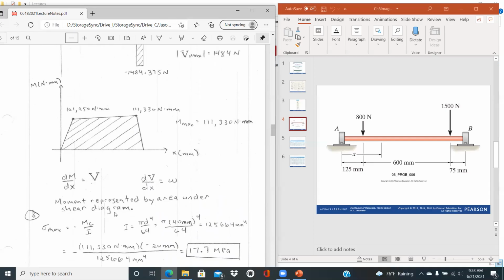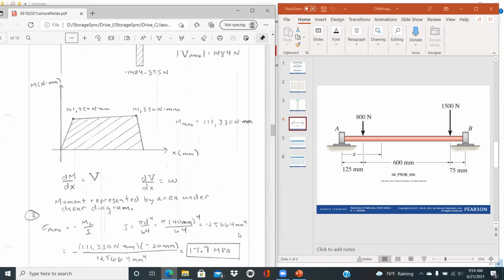And then now we can move on to figuring out what the maximum stress is, just equal to minus Mc over I. I is equal to pi d to the fourth over 64. And we're given a diameter of 40 millimeters. So that gives us area moment of inertia of 125,664 millimeters to the fourth.